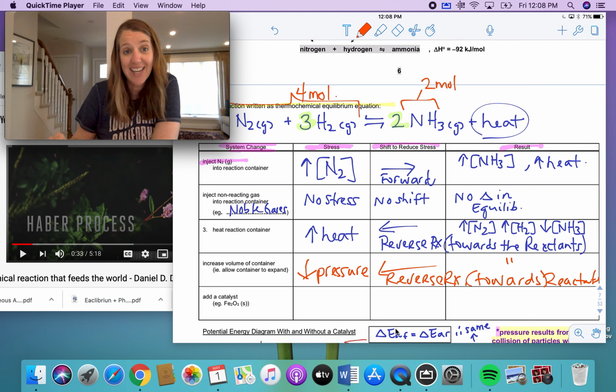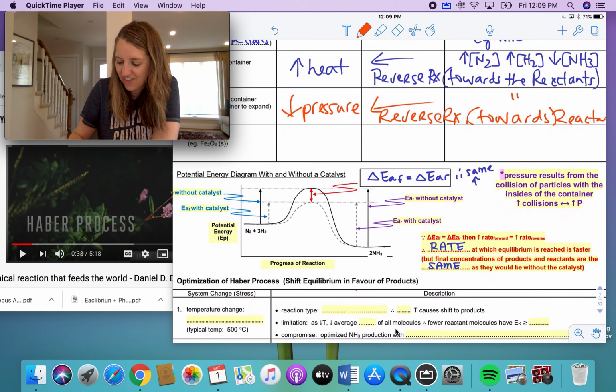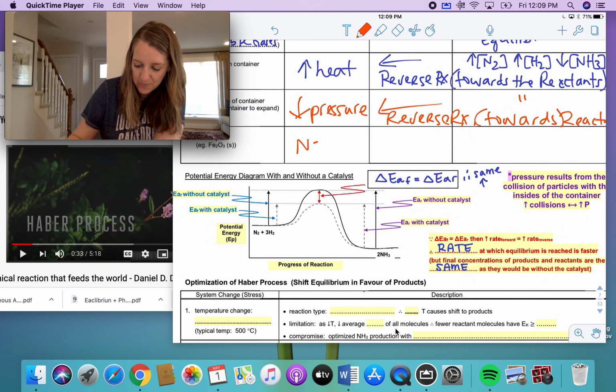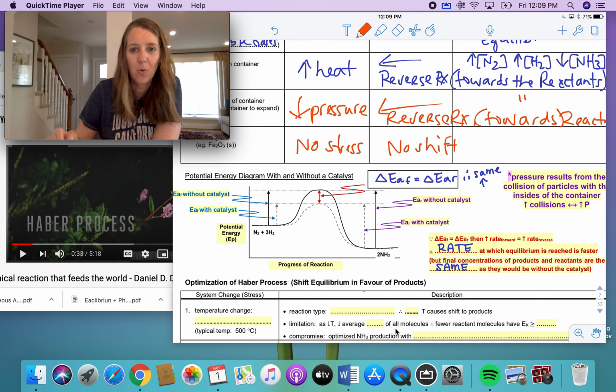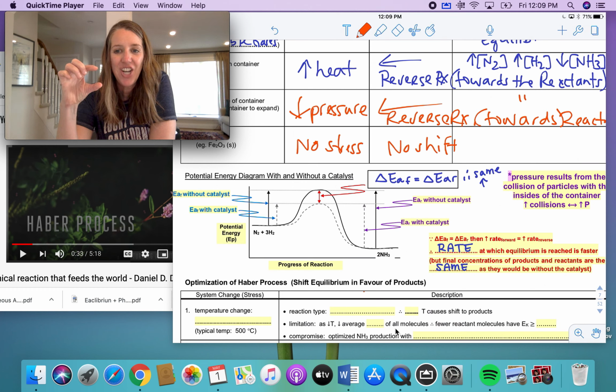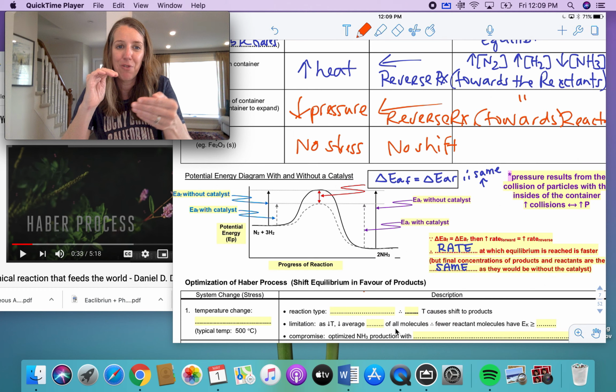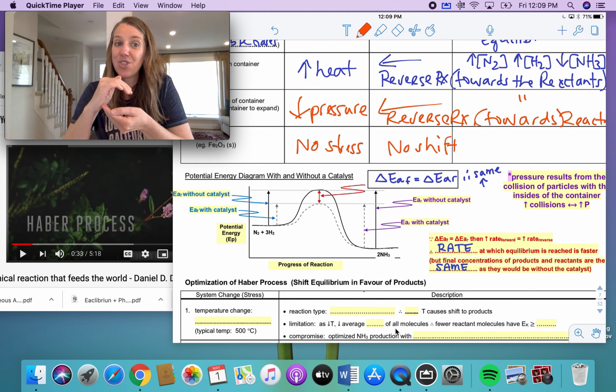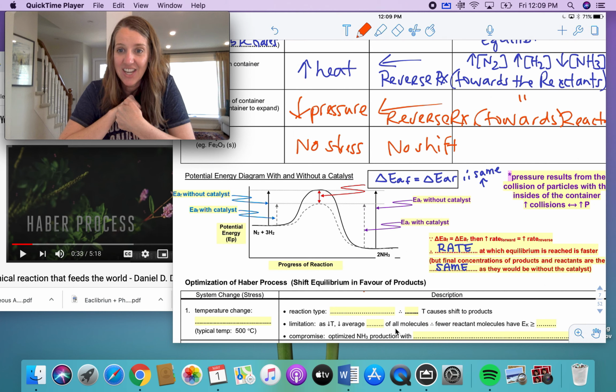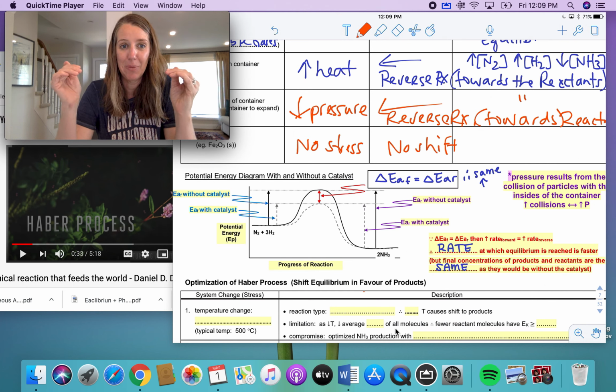Last one. What if you add a catalyst? Does that have any effect on a system at equilibrium? What do you think? Here's your answer. No. No stress. No shift. Why? Because if you're adding a catalyst, you're decreasing the energy of activation, and that is favoring the forward direction the same amount as it's favoring the reverse direction. And so there's no effect by adding a catalyst to a system that's at equilibrium. Remember that one, okay? That's one of the ones that can trick people up later on.